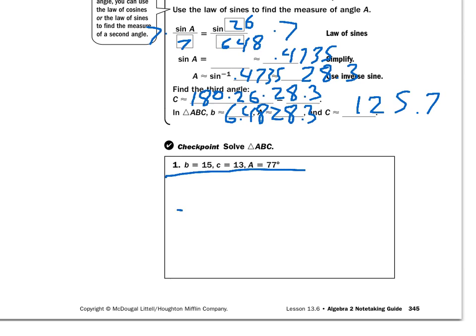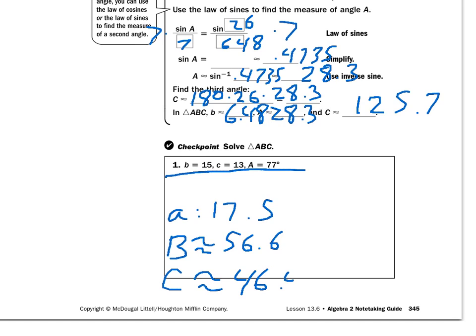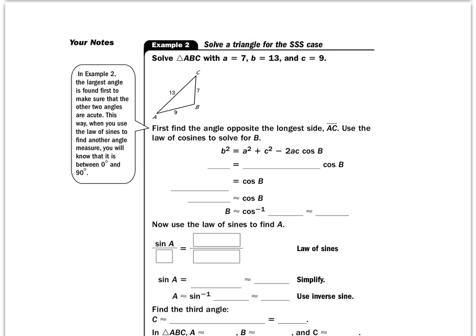Alright. Let's see. Did you come up with A equals 17.5? Big B equaling 56.6? And big C equaling 46.4. If not, and if you can't figure out how I did, make sure you ask those questions tomorrow.